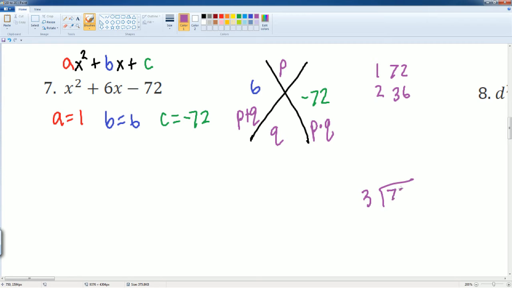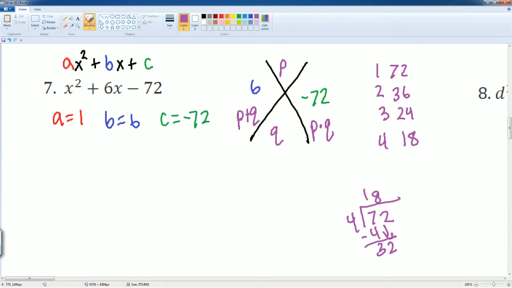3 divided into 72, does that work? Let me see. So 3 and 24. Do you see? I'm not doing this in my head. I'm actually doing it on paper so I can physically see it. Nope, doesn't look like that works. Let's try 4. Can 4 be divided into 72? I'm doing it on paper, long division. So 4 and 18. Oh, doesn't look like I can make 6.